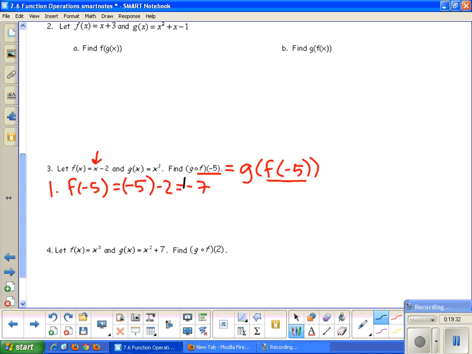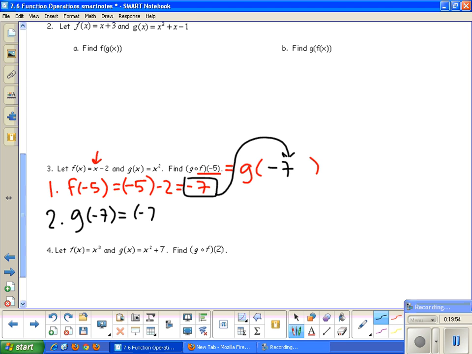Now that means I'm taking this answer, which is f of negative 5, and I'm going to plug it into my equation. So I'm taking out f of negative 5, and I'm going to put in, in this case, negative 7. So that's my step 2, is now I'm doing g of negative 7. And when I do that, I get negative 7 squared, which would be equal to 49. So that would be my solution.